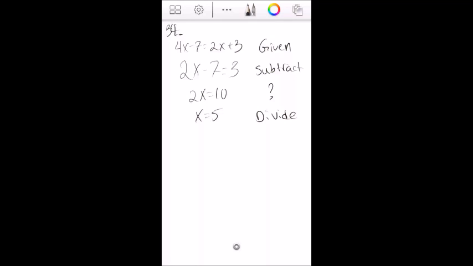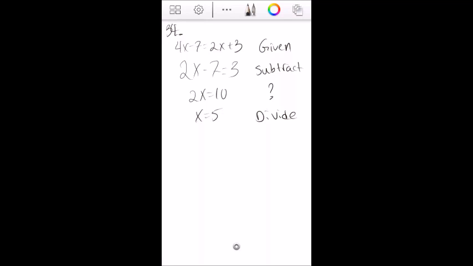Alright, so this one is 34, and it has a proof for us, but it's a really easy proof because it's just an algebraic one. So it starts off with the equation 4x minus 7 equals 2x plus 3. And then somehow it changes into 2x minus 7 equals 3, and they said it was a subtraction property, and then 2x equals 10, and then x equals 5.